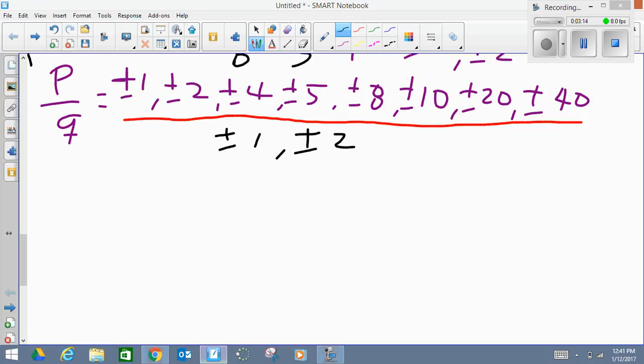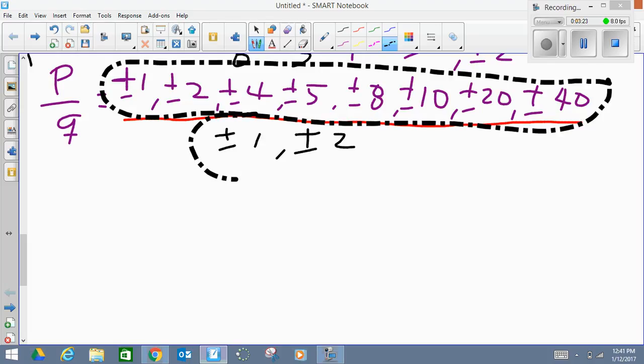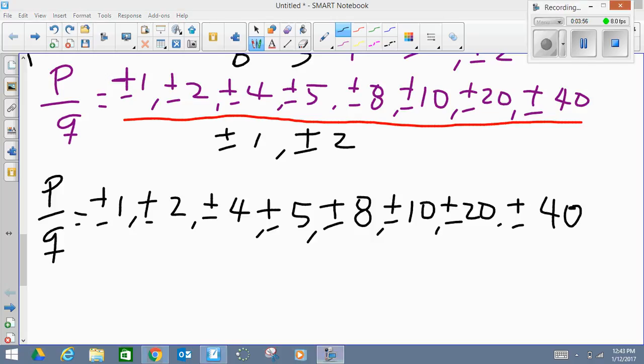But I have a fraction right now, which means I'm going to grab all of the factors from the top, all of these factors, and divide them by 1. That's the first thing I have to do. So I've got to write all of them again. P over Q, and this list is going to get long. Plus or minus 1. Remember, I'm dividing every single one of them by the one on the bottom, which is basically the same value. Plus or minus 1, 2. I'm going to stop. Now I have all of them divided by 1.